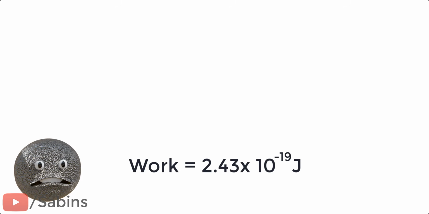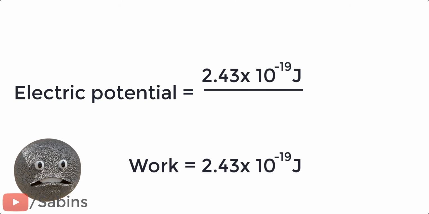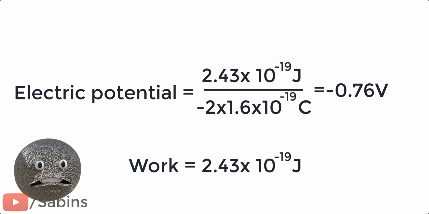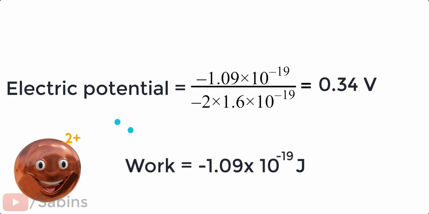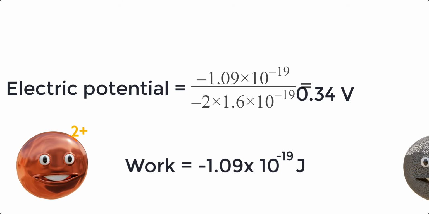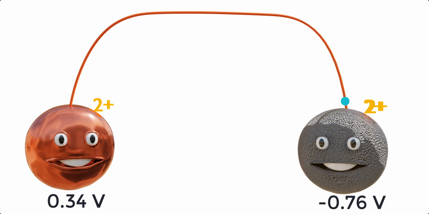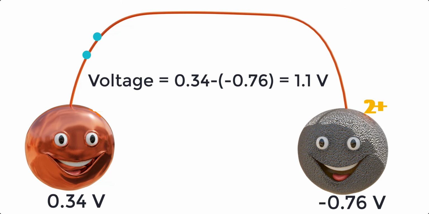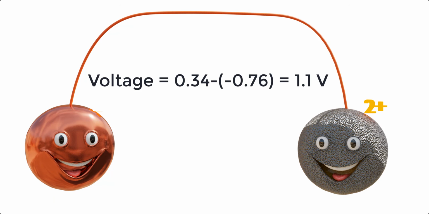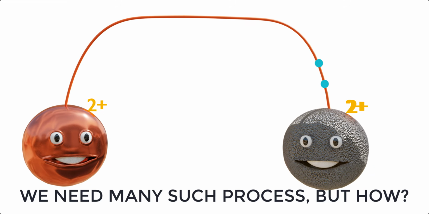The work you have to do is shown here. When you divide the work by the value of charge, you get the electric potential of the zinc ion. However, if you move the electrons to the copper ion, since the copper ion is happy to accept them, the work you have to do will be negative. The electric potential of a copper ion can be deduced the same way. Therefore, if we connect a zinc atom with a copper ion, a natural electron flow will occur, and we will be able to note a voltage of 1.1 volts. Both of the atoms are happy with this process. The challenge is to produce copper ions and zinc atoms in a sustainable way.